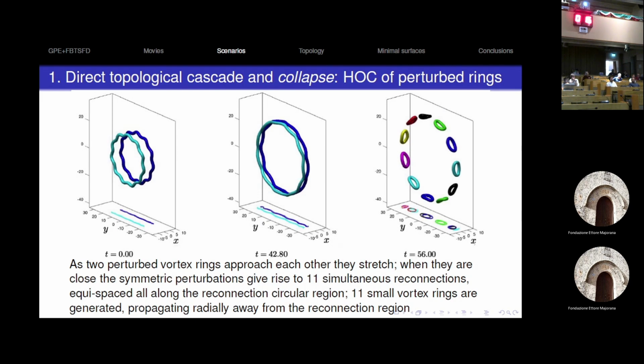And this happens only if you have very high symmetry, which in nature, of course, you don't have, but in a numerical simulation, you can. And so, as you saw in the movie earlier, you have these perturbed rings. They enlarge as they approach each other, they slow down, and because of the perfect symmetry, they reconnect at precise points, and they give rise to these radially moving small rings. So this is an example of a topological collapse.